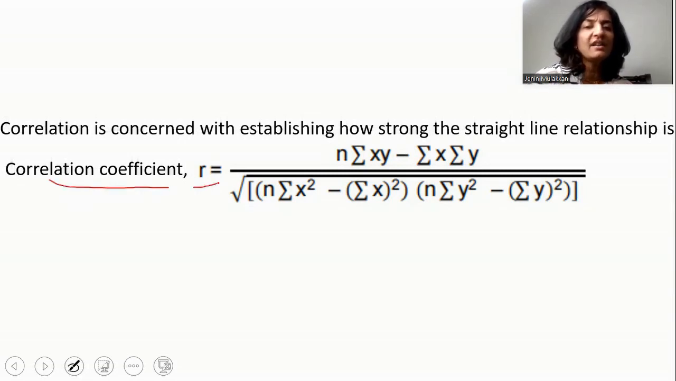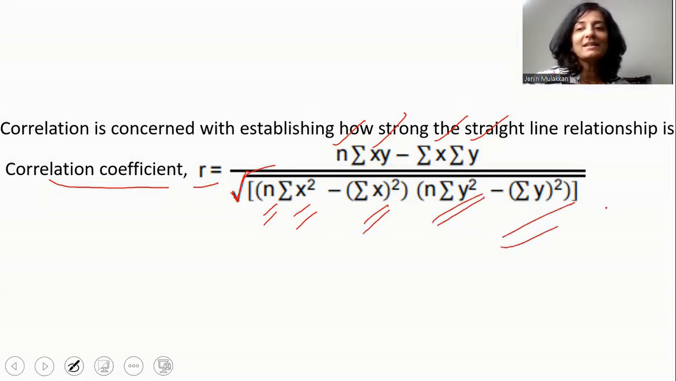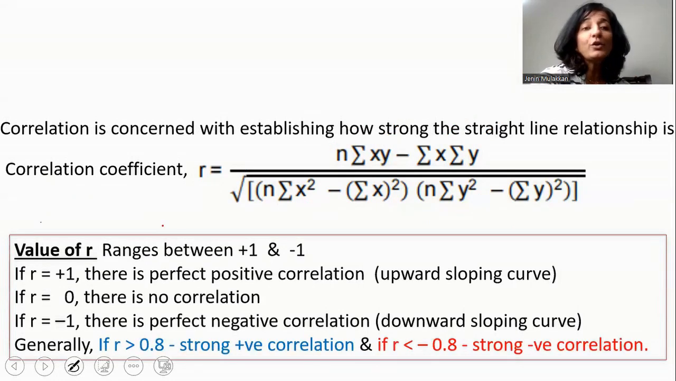Correlation coefficient R is given by n sigma xy minus sigma x into sigma y, divided by the square root of n into sigma x squared minus sigma x the whole squared, multiplied by n sigma y squared minus sigma y the whole squared. What a difficult formula. But don't you worry, you don't need to learn this by heart because it will be given in the formula sheet for the examination. Now we will look into the values of R.